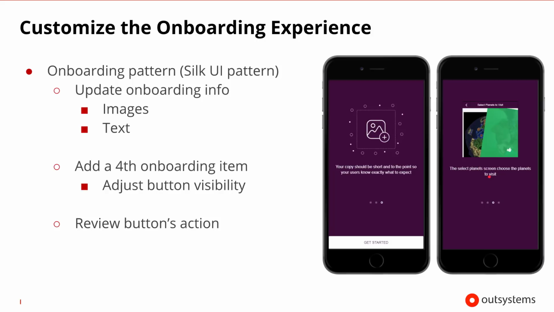And we'd also like to make an adjustment where instead of having just 3 items in the carousel, we'd like to have a 4th. And that means that we may have to review the button appearing instead of on the 3rd item, where here we'd like to make sure it appears only on the 4th. So let's go ahead and get started.